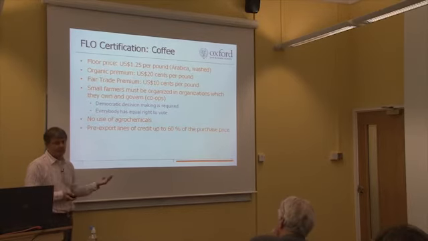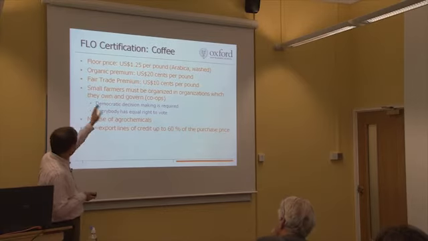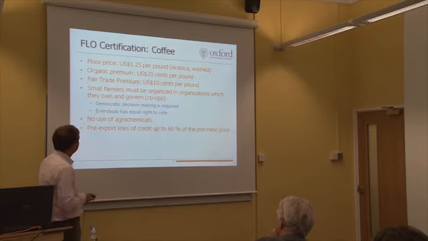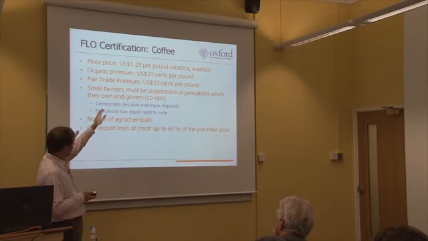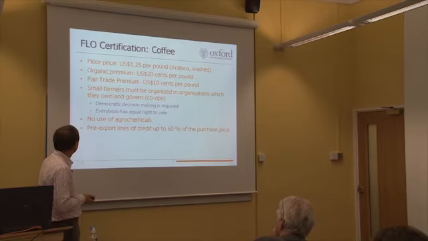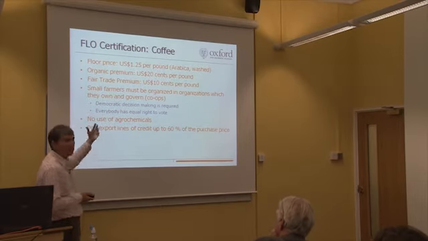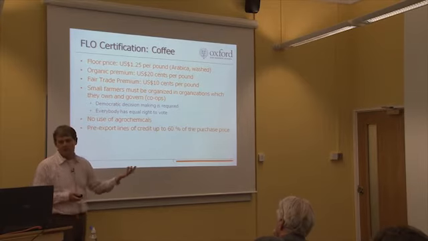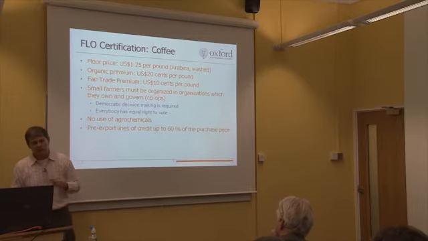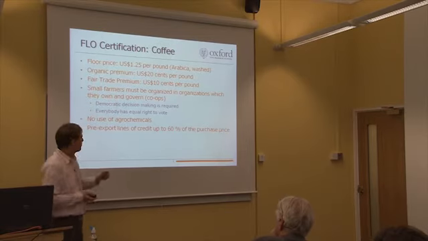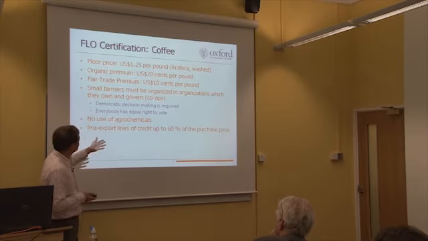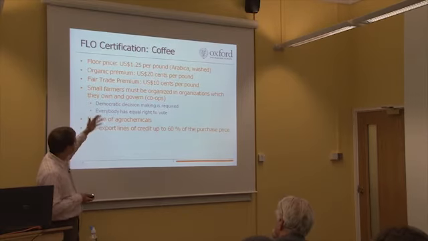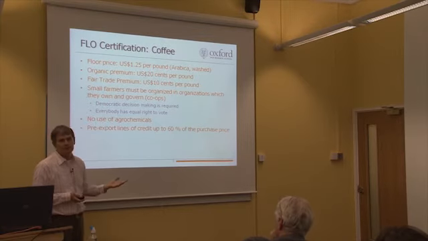So just an example, in coffee, the standards would set $1.25 per pound for the best coffee, for Arabica coffee that's washed. You can get an organic premium on top of that, and the fair trade premium is typically 10 cents per pound, and the other issues cover what we discussed earlier about the type of standard. So some rules about use of agrochemicals, the prepayment, and so on. So a very specific standard set, just as an example.